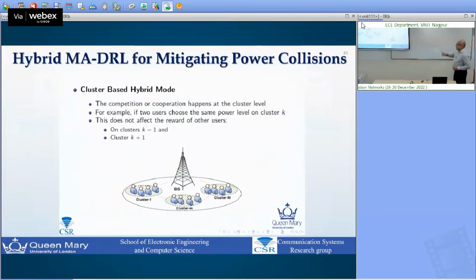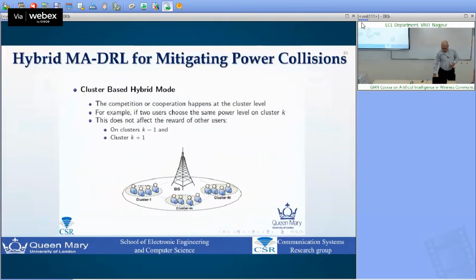If it is at the cluster level, they are going to compete or cooperate within the cluster. So within themselves they cooperate, or within themselves they compete. That is the cluster level, competition or cooperation.